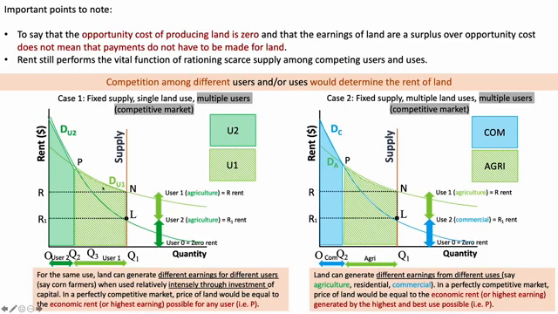So competition among users for the same use does exist in the real world. In a perfectly competitive market, the price of land would be equal to the economic rent, or the highest earning possible for any user.